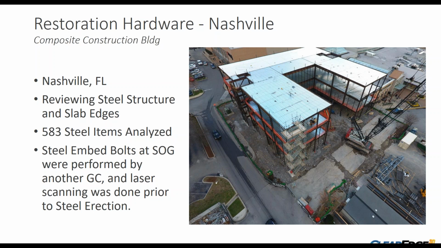The one thing that's interesting, and we can go into it later, is that using Verity, about the same amount of time was spent to go through the 583 steel items for the first, second, and third floor as it took to analyze about 34, 35 embed locations. So right away, we're already starting to see the power of being able to analyze a lot more of the data that we're getting from the laser scans.